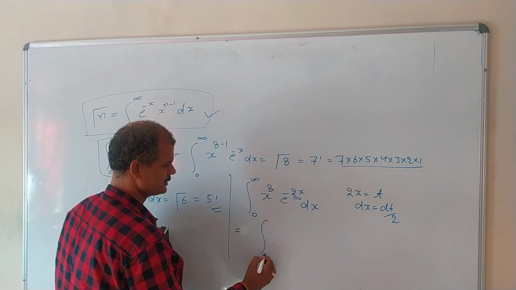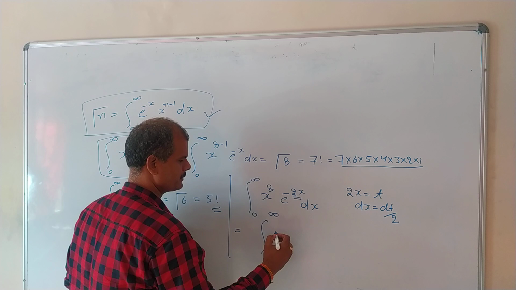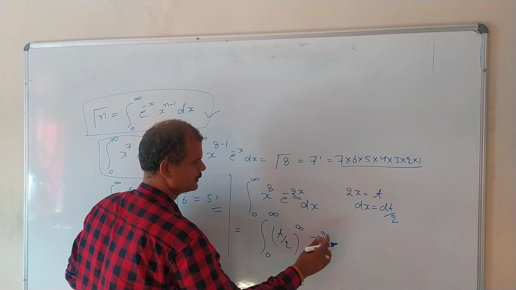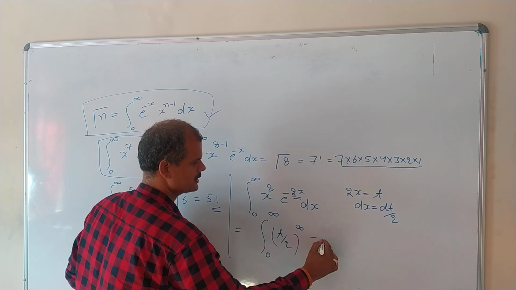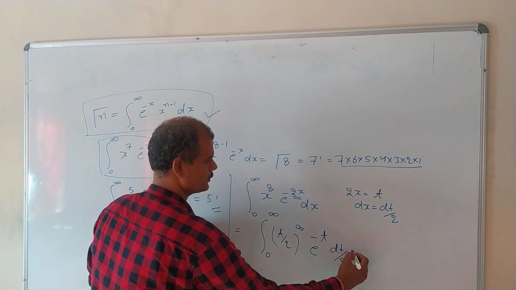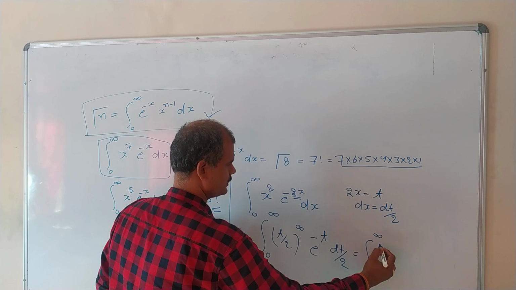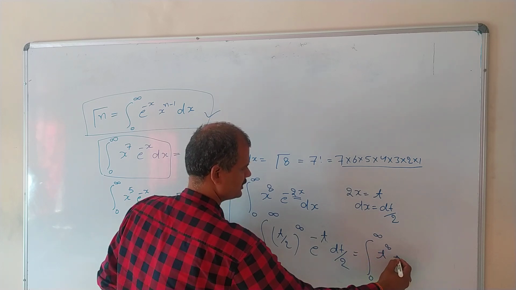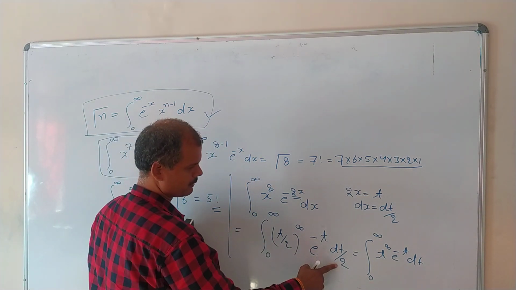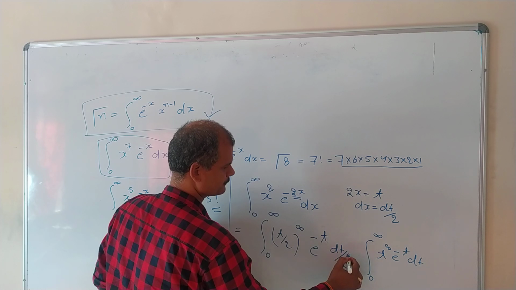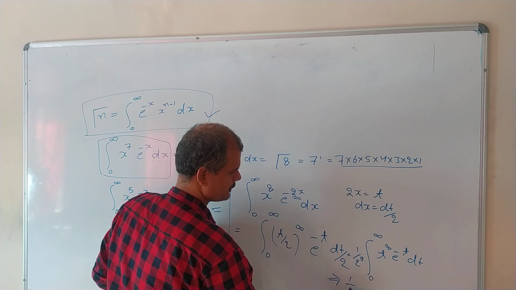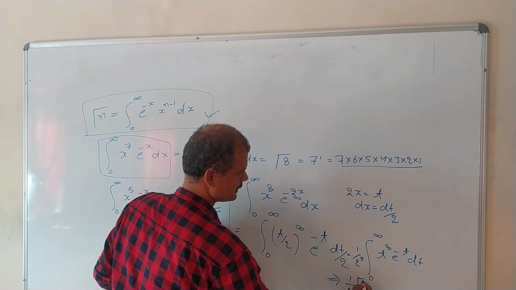So the limit will be as it is, 0 to infinity, x power 8 means (t by 2) power 8, and e power minus 2x means e power minus t, and this will be your dt by 2. Fine. So this will be 0 to infinity t power 8 e power minus t dt, and here 2 power 8 we have, and with the extra 2 we get 1 upon 2 power 9. So this will be 1 upon 2 power 9 and gamma 9.